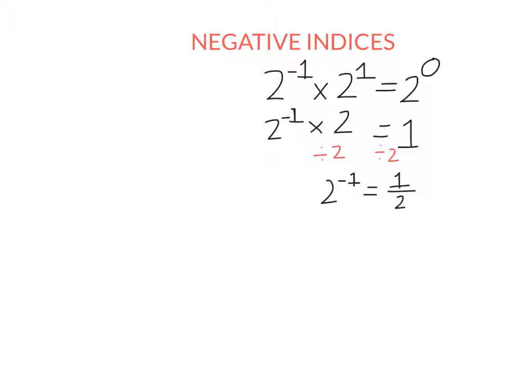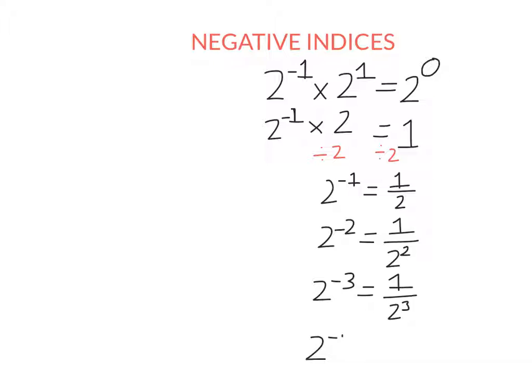So this is just me proving to you 2 to the power of negative 1 is not negative 2, because that wouldn't be consistent with other index laws. 2 to the power of negative 1 is a half. By a similar argument, 2 to the power of negative 2 is 1 over 2 squared, or 1 over 4. 2 to the power of negative 3, you guessed it, 1 over 2 cubed. So you're seeing a pattern here. If you have 2 to the power of negative n, it's just 1 over that thing, but you write it with a positive power.